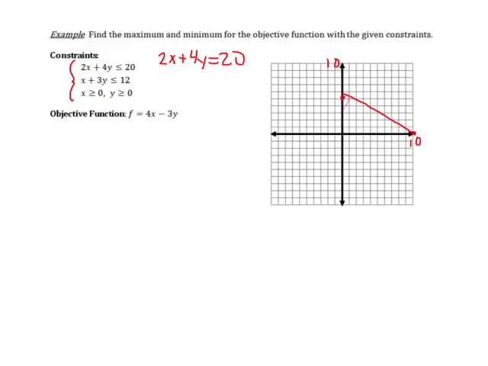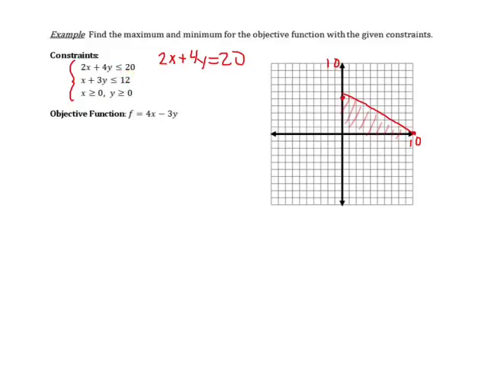Okay. How do we know we shade below? Well, test a point. Let's test the point 0, 0 in this inequality. So 0, 0 is not on the line. Test it in the inequality. 2 times 0 plus 4 times 0. Is that less than 20? Yes, it is. All right.